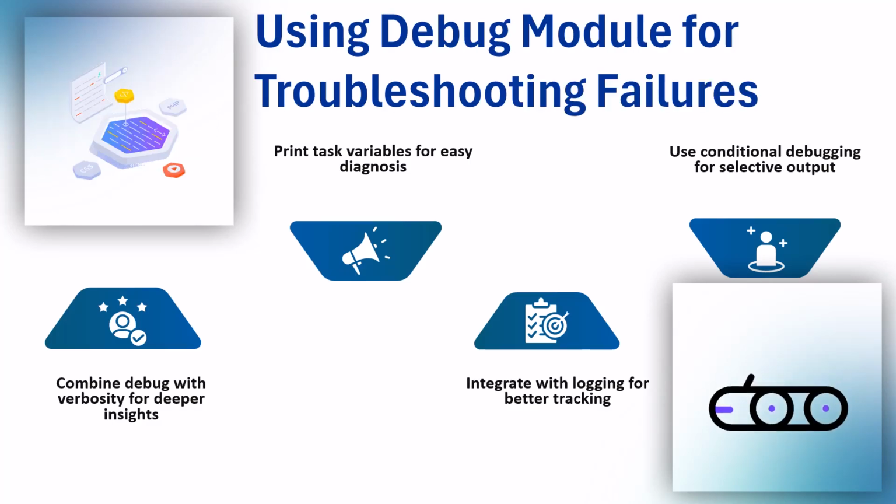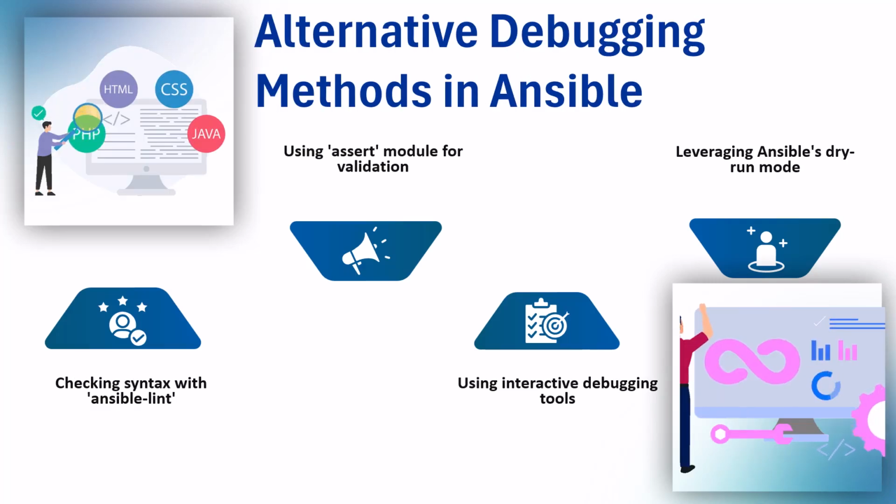The debug module in Ansible is your best friend when things go wrong. Printing task variables is like shining a flashlight on the issue. Conditional debugging keeps your output clean, so you don't drown in unnecessary data. Combine debug with verbosity to dig deep, and integrate with logging, because future debugging should feel more like detective work, less like guesswork.